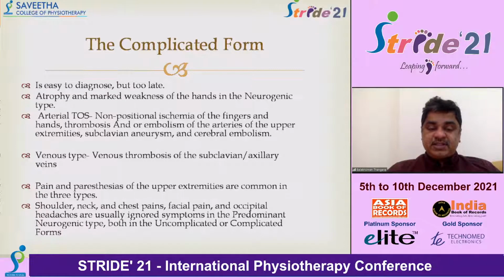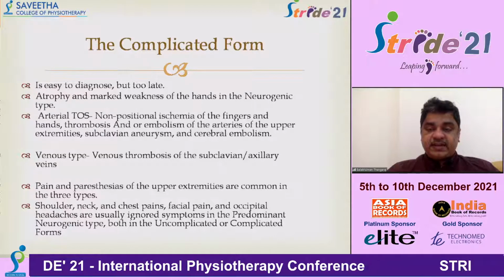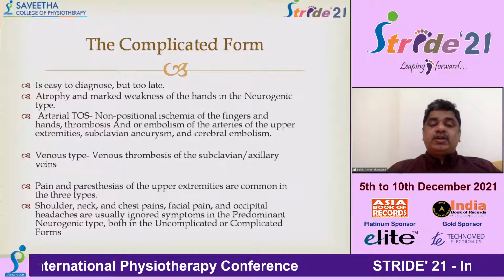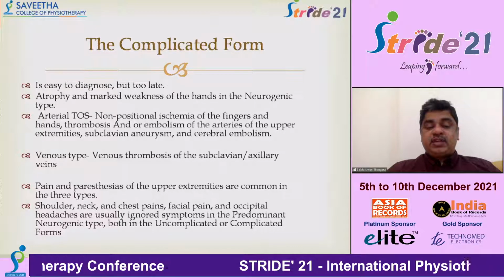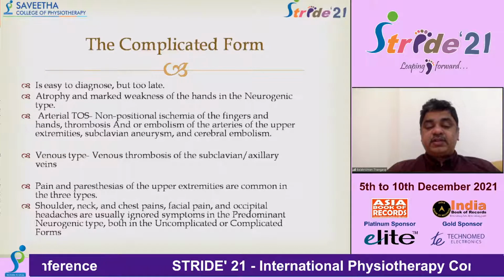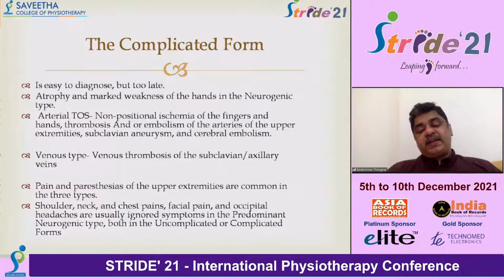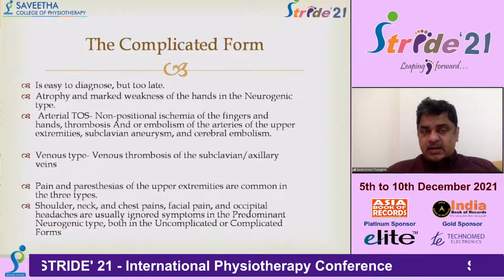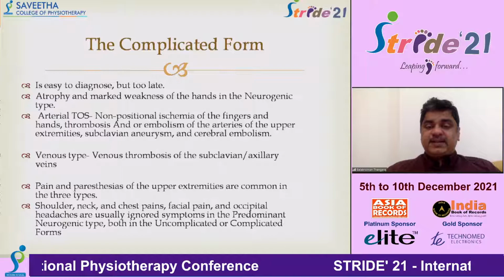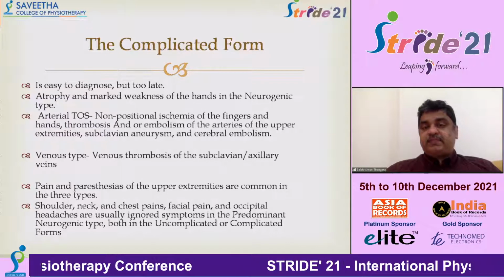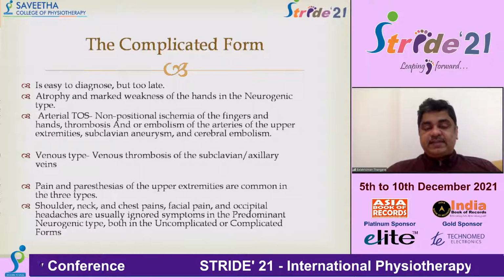Pain and paresthesias of the upper extremities are common in all three types. Shoulder, neck, and chest pains, facial pain, and occipital headaches are usually ignored symptoms of the predominantly neurogenic type, in both uncomplicated and complicated forms. Now, we spoke about the complicated and uncomplicated forms, but what are we going to do with them? Can you go to the next slide, please?